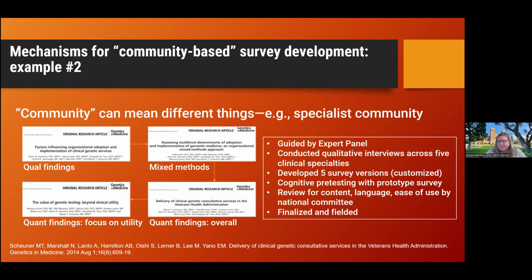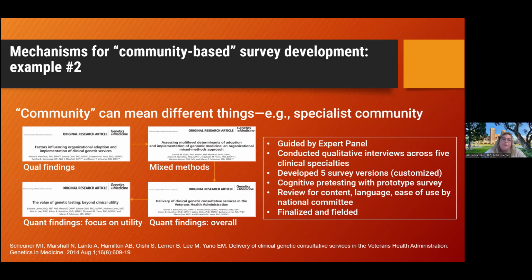So that's one perhaps not as traditional way of thinking about community-based participatory research, but it really was in the way that we did it. It was just a different way of thinking about community, and it brought up all the issues that have come up in other CBPR approaches to survey development, but just turned things in a slightly different way because we were doing it within the specialist community.